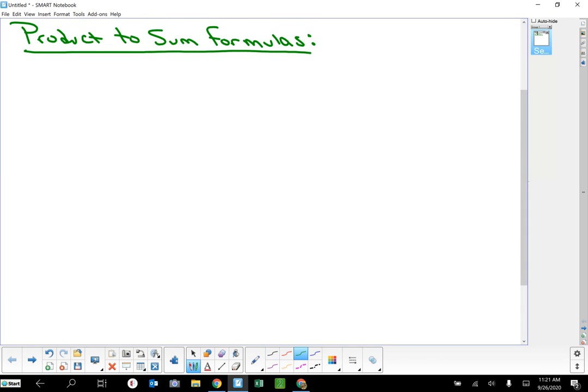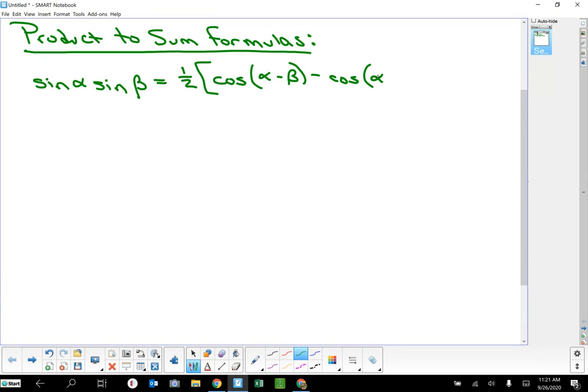All right, so the first one is sine alpha, sine beta. And remember, that's just 2 different angle measurements, right? So we can't use theta for both of these, but it could be sine A, sine B, whatever these are. They're just 2 different angle measurements. And that's going to expand into 1/2 bracket cosine alpha minus beta minus cosine alpha plus beta.